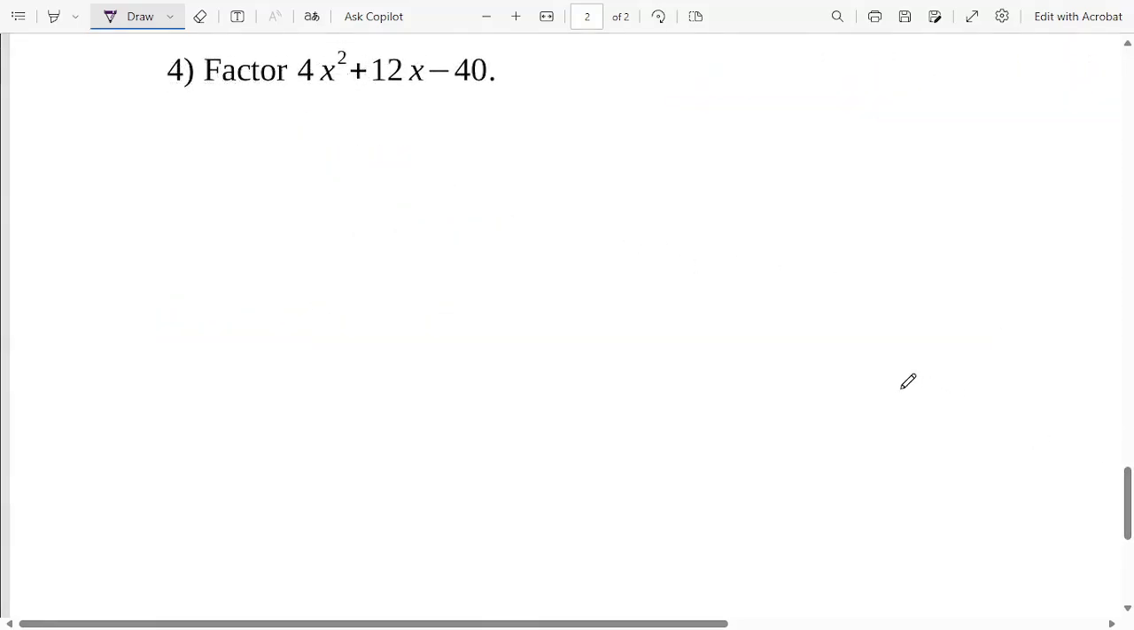Okay, this last basic factoring problem that I want to go through is when you factor out a common factor. This only works if you have a common factor for all three terms. In this particular case, we're factoring 4x squared plus 12x minus 40. All these terms are divisible by 4, so I'm going to write 4, and then I'm going to have parentheses here. So 4 times x squared is 4x squared. We're going to have a plus 3x because 4 times 3x is 12x. And then we're going to have a minus 10 here because 4 times negative 10 is negative 40.